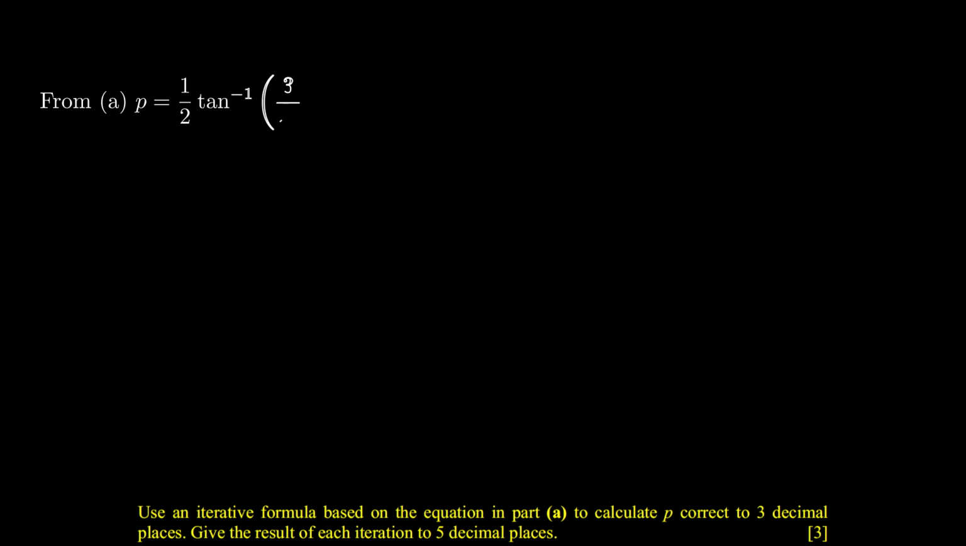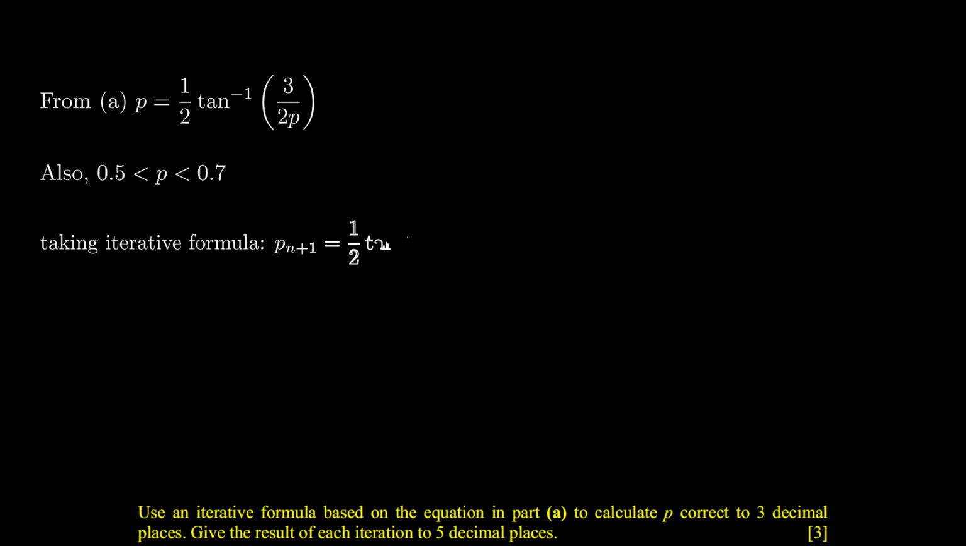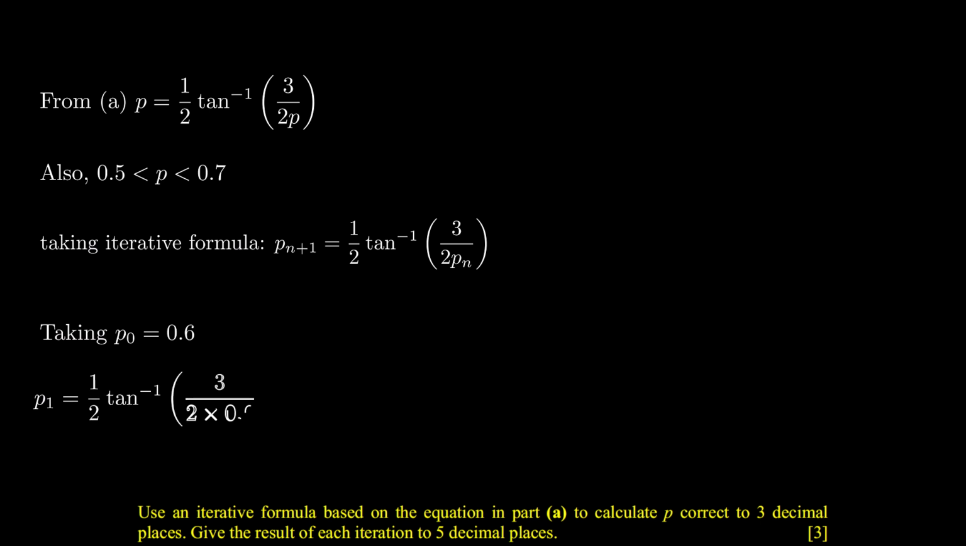So from the first part, we have seen p equals half tan inverse 3 over 2p. And from the second part, we have proved that p lies between 0.5 and 0.7, from where, from part A, we can define the iterative formula p of n plus 1 equals half times tan inverse 3 over 2pn. And we can take the initial iteration p naught as 0.6, between 0.5 and 0.7. From here we get p of 1, the first iteration, and we get this as 0.59514. So from here we get the second iteration just by plugging this value in place of pn.